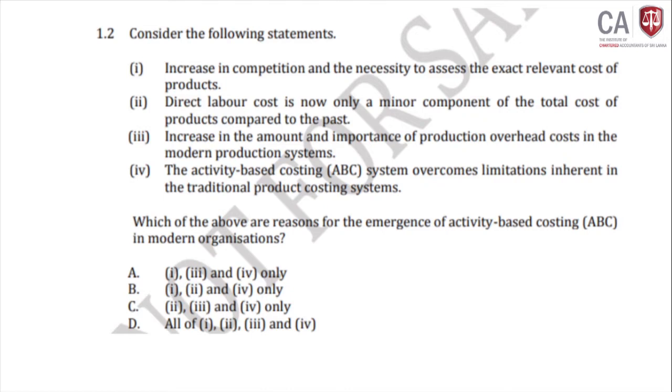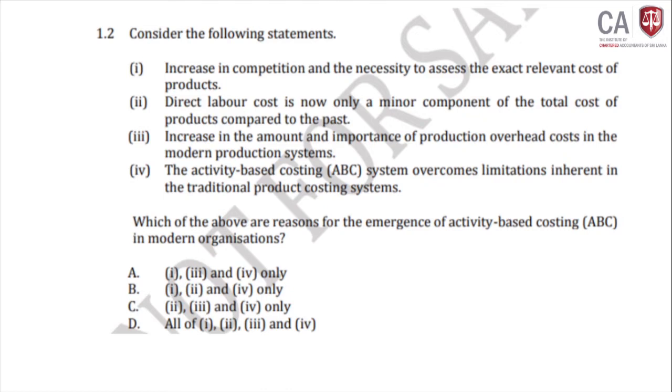And in modern organizations, you have a lot of service elements as well. Therefore, the proportion of overhead as a percentage of your total cost is higher in the modern environment. In the traditional environment, direct material and direct labor cost were a higher proportion of the total production cost. But in the modern environment, because you have service elements and all, the overheads will be significant.